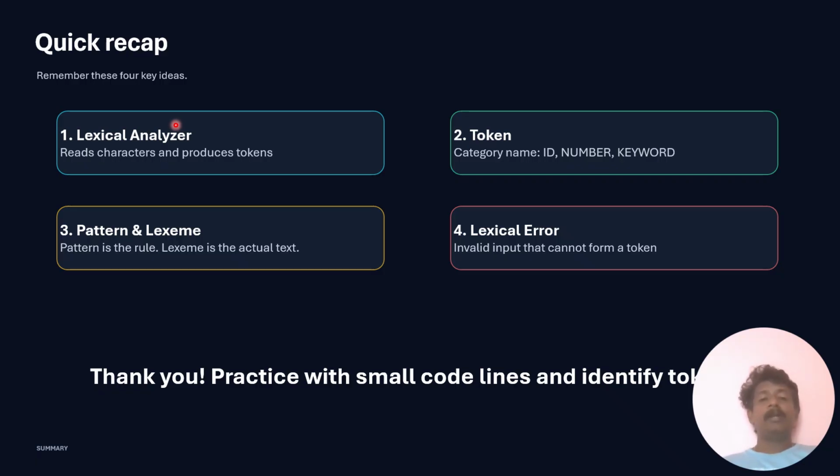Okay, our next one, patterns. A pattern is a rule used to identify tokens. So we know what a token is, we know what a pattern is, and we know what a lexeme is. A lexeme is nothing but the actual words or symbols found in the program. Lexical errors happen when the input does not match any valid token pattern. For practice, take a small C or Java program and identify the tokens.